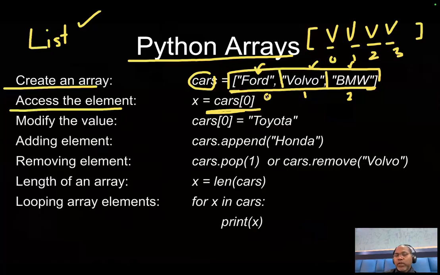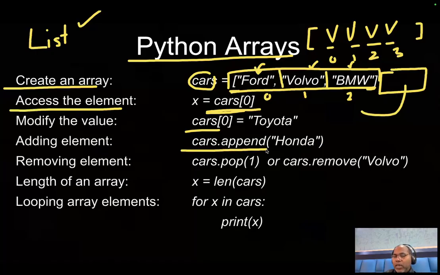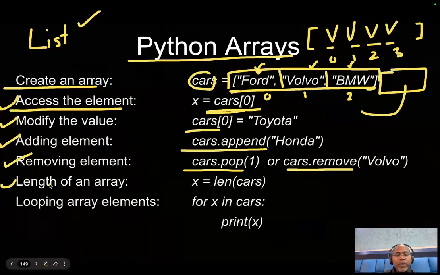If you want to change a value, you can say car at position 0 and assign the new value. If you want to add more values, you can use the append method. If you want to remove an element, you can use pop, giving the position you want to remove. So these are the operations: accessing, modifying, adding and removing elements. How do you know the length of an array? You can use len on your array variable.